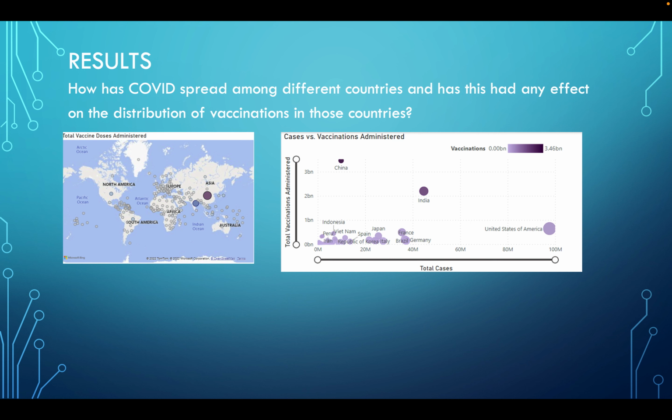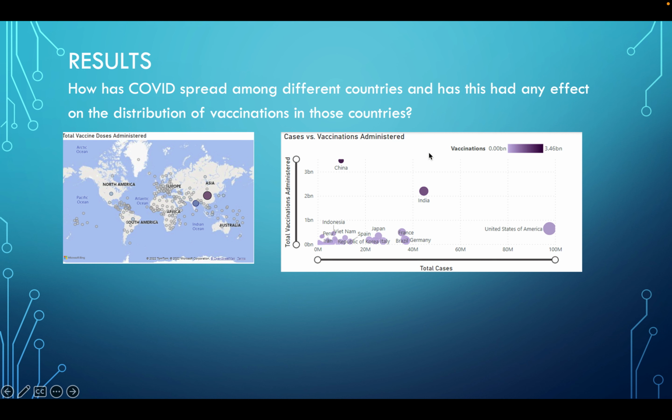The other 2 graphs show a global distribution of the vaccines. This is a global map that shows the different countries with a count of the total vaccines distributed. From this data, you can see that China has the most vaccinations administered, and India comes in second place. Even though America has the highest number of cases, they have a comparatively lower number of vaccines administered when you look at the rest of the countries.